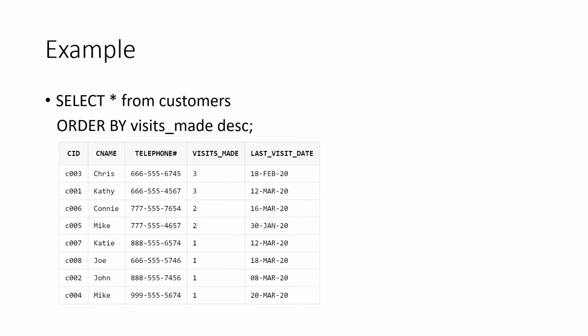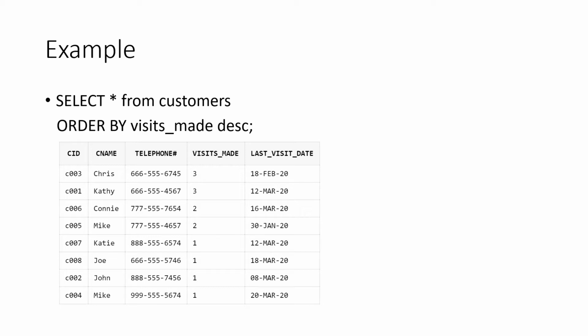For demonstration purposes, I have used the data from project 1. Since everybody is familiar with this data, it will be easier to understand. In this example, I'm trying to retrieve all the attributes from the table customers using the asterisk and then sort it based on the highest visits made. So this is how a select statement is used for a query, where I retrieved all the attributes from the customer: CID, CNAME, telephone number, visits made, and last visit, ordered in descending order to get the highest visits made first using an order by.